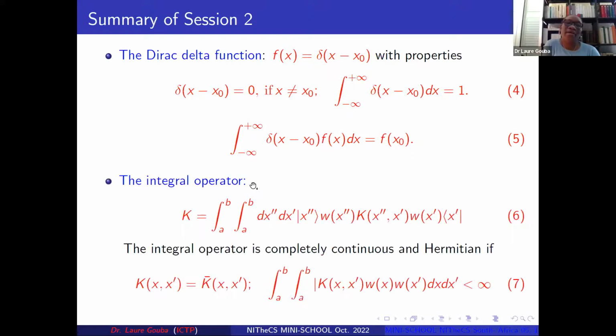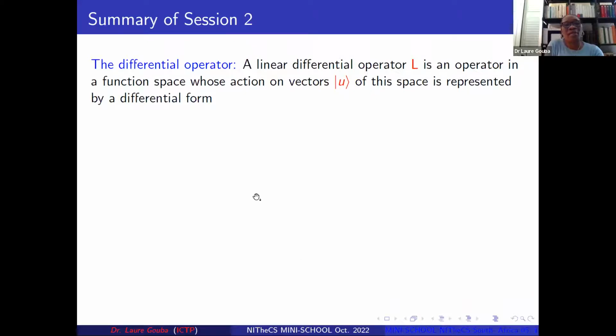And after that, I introduced last week what I call the integral operator, in the form of equation 6, which is a double integration, and the function k(x, x') is nothing other than what we call the kernel of the operator, and I showed you how we get the expression of the kernel. The integral operator is completely continuous and Hermitian if the kernel satisfies two conditions that are in equation 7. And that's just to remind you of what I said last week. Then I mentioned the differential operator, which is the last point of last week.